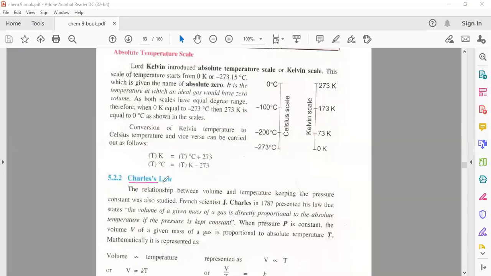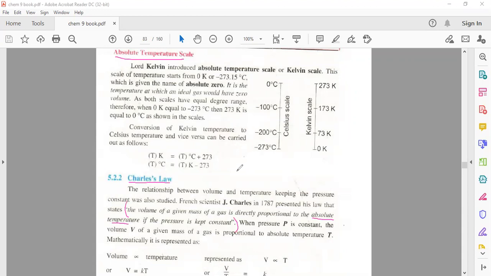Today we are going to start our new topic, that is Charles' law. Before moving towards Charles' law, I'm going to tell you about the absolute temperature scale, because this term, absolute temperature, is used in the statement of Charles' law. Here you can see the volume of a given mass of a gas is directly proportional to the absolute temperature if the pressure is kept constant. So you must know about this term absolute temperature.